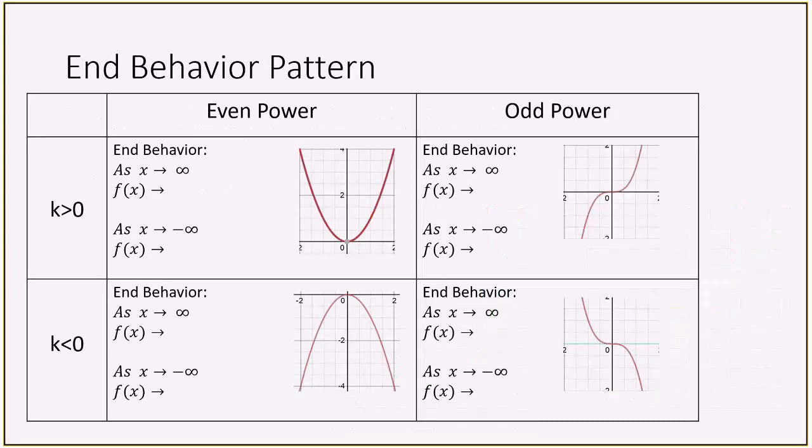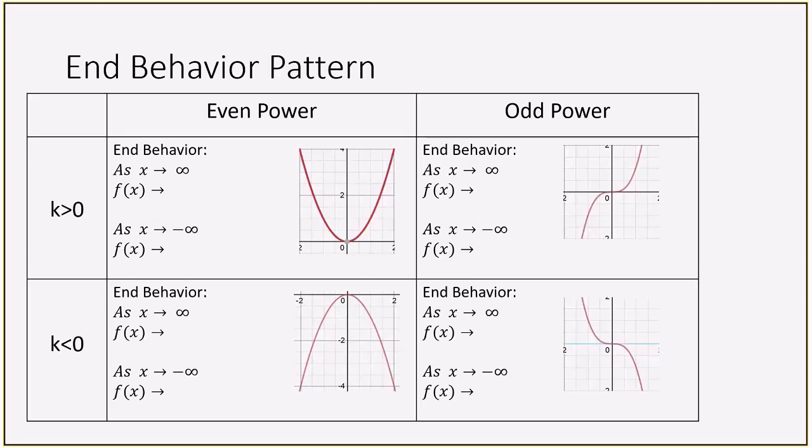So we gather that information in this table. These are the only four cases that we'll see. We'll have even powers where your leading coefficient k is positive, where it's negative, and then we'll have odd powers where it's positive or negative. In the previous slide, we saw the positive cases. If we have a leading coefficient with an even power that is positive, then we have the classic parabola, or a graph that looks like that.